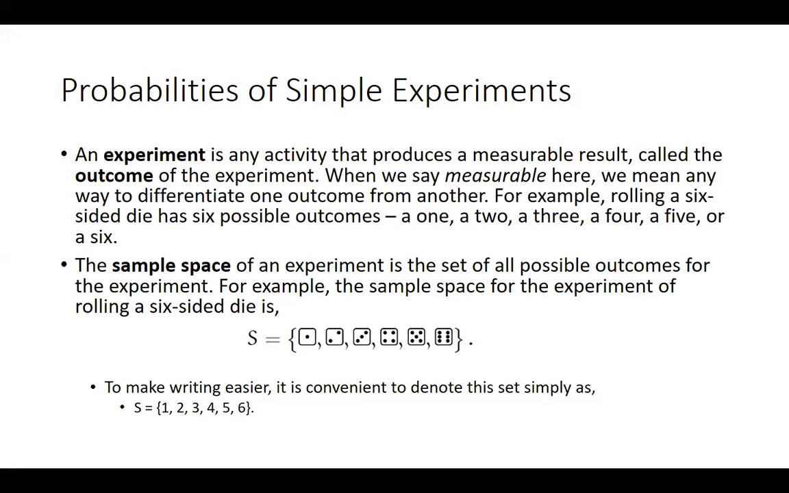The sample space of an experiment is the set of all possible outcomes for the experiment. For example, the sample space for the experiment of rolling a six-sided die is the set S, containing 1, 2, 3, 4, 5, 6. I'm showing it as the picture of the dice there, but to make writing easier, it is convenient to denote the set simply as the set S with the numbers 1, 2, 3, 4, 5, 6.